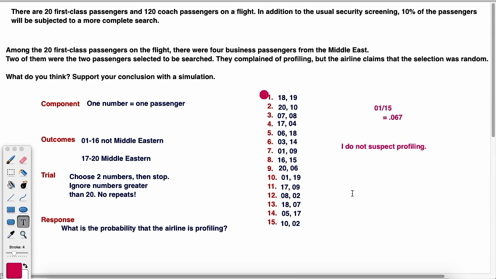So we divide one trial by 15 trials and get 0.067. This means that there's about a 6.7% chance that the airline is profiling. Because of how low this percentage is, I do not suspect profiling.